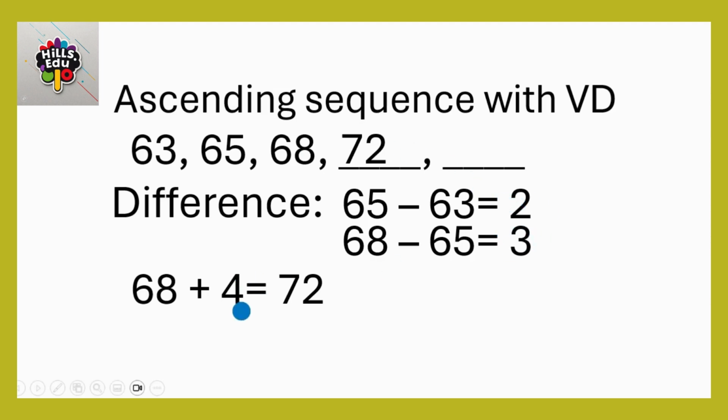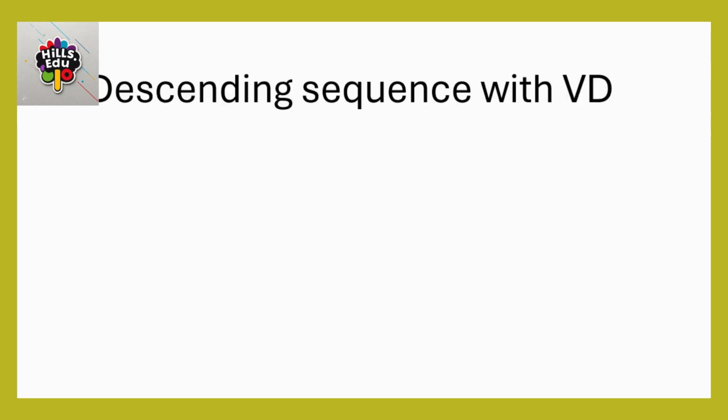The next is going to be what? 5, and that will be 72 plus 5, and that gives you 77. And so 77 goes to the next number in line. Next, let's look at descending sequence with varying difference.